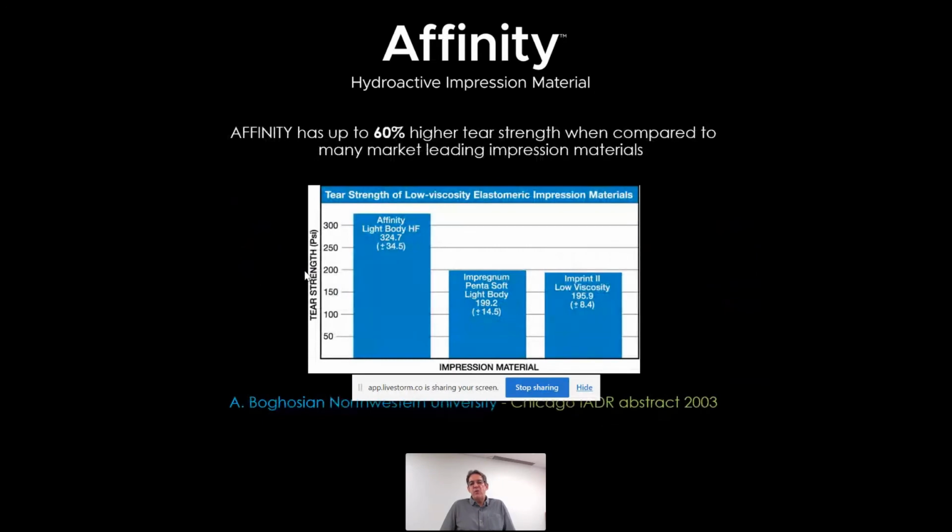And in the research that was done, albeit a long time ago, by having this three-dimensional branch resin chemistry, it makes the material have a superior tear strength when compared to other materials. And I'm going to show you with our weakest light body material, which has a viscosity like water, it's virtually impossible to tear this material.